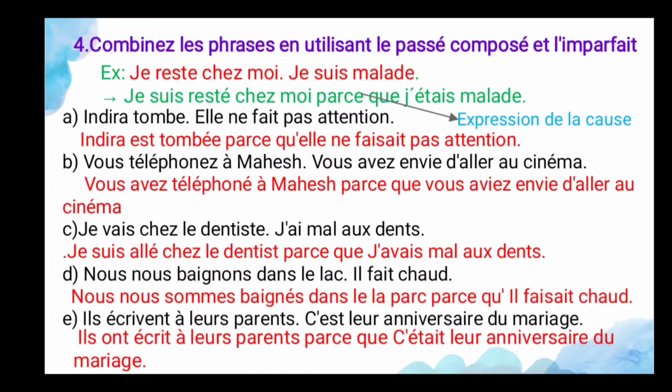And first one, Indra tombe, elle ne fait pas attention. So it means Indra falls. Second sentence is she is not paying attention. And what is the answer? Tomber is also one of the 16 verbs. So you have to conjugate with être only. So Indra est tombée parce qu'elle ne, faire verb you have to conjugate in the imperfect tense, faisait pas attention. So Indra fell because she was not paying attention.